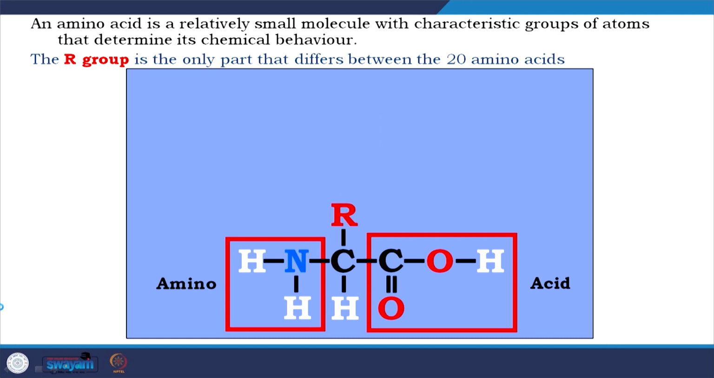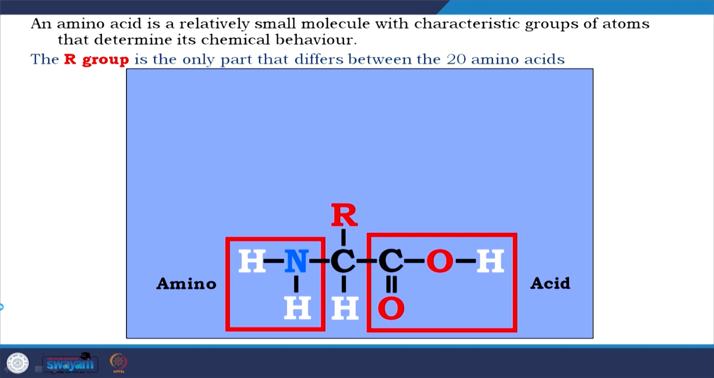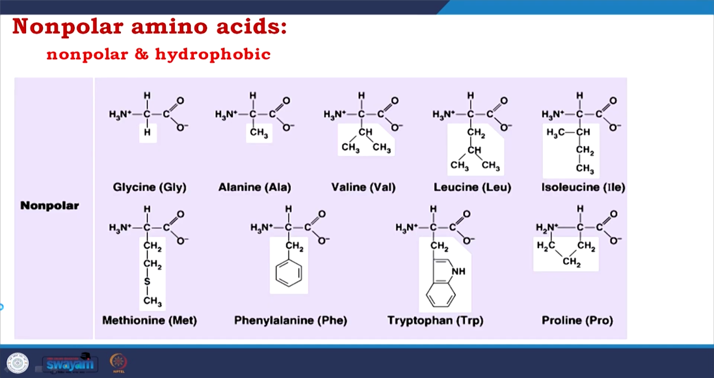they are called R. As you know from mathematics, we call an unknown entity X. Similarly, in an amino acid, the unknown part which designates a unique amino acid is denoted as R. So, an amino acid is a relatively small molecule with a characteristic group of atoms that determine its chemical behavior. The R group is the only part that differs between the 20 amino acids. Let us look at what types of groups they are divided into.